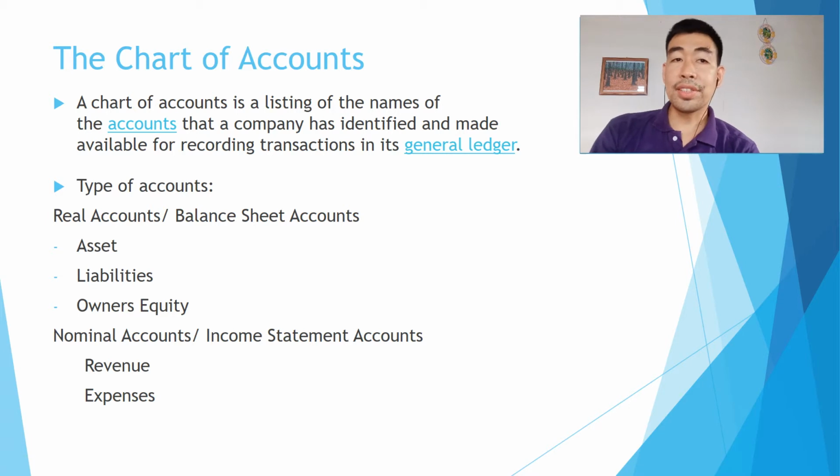Within the chart of accounts, you will find that the accounts are typically listed in the following order. First, the real accounts, or the accounts found in the balance sheet. These are assets, liabilities, and owner's equity. And the other group are called nominal accounts, or the accounts found in the income statement, and also called temporary accounts, and these are revenue and expenses.